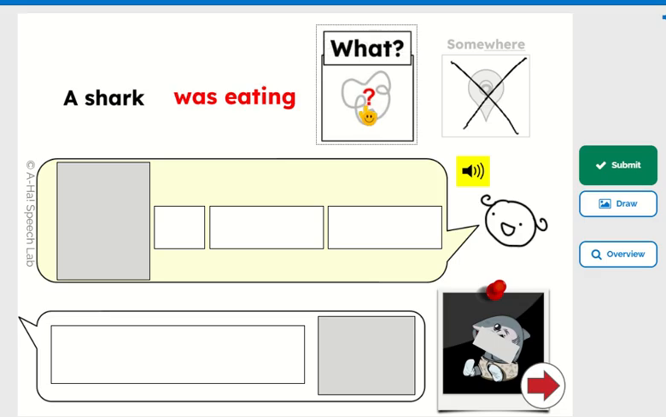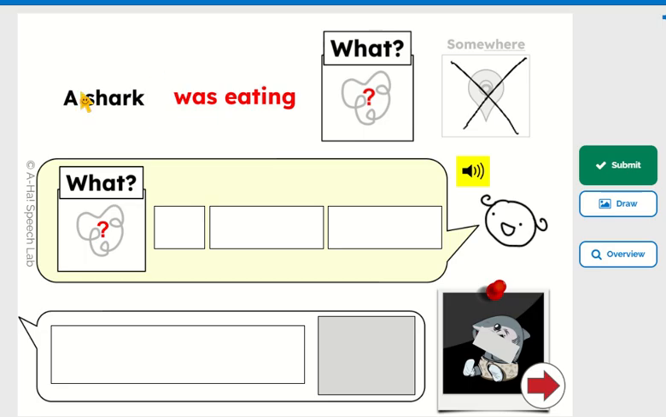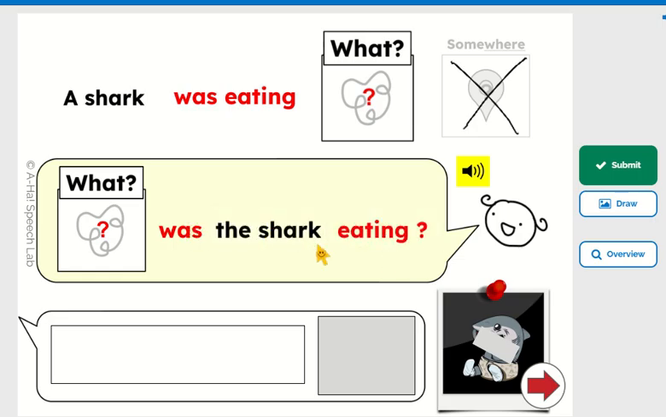So we're going to ask what? But we can't say a shark was eating what. So we're going to start with what. This is needed a lot of times because many of our students don't know the syntax, the word order for asking questions. So we say, what was the shark eating? Can you all say that? What was the shark eating?